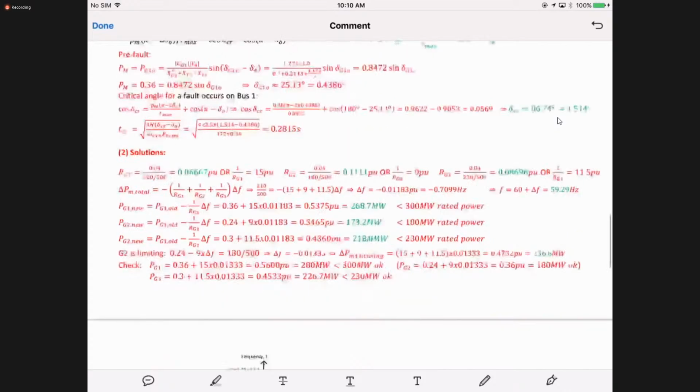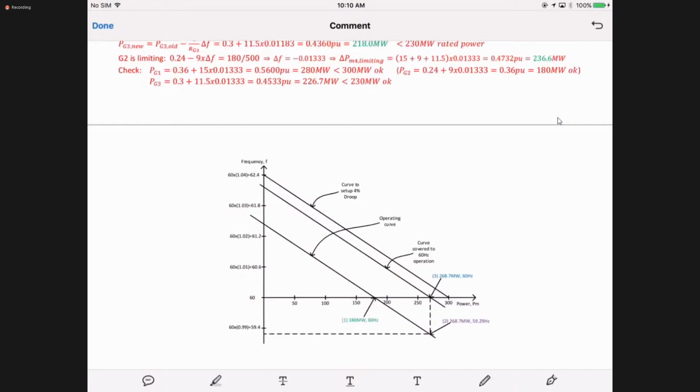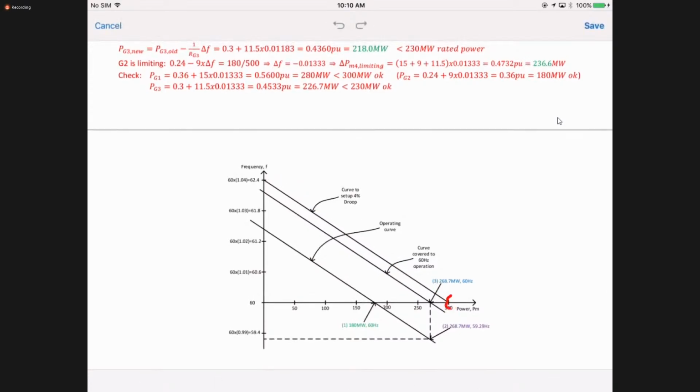Now another question tries to illustrate that you really understand how the generator is controlled, how the governor works. The first curve here is just to illustrate the setting of the droop. 4% means at the maximum power, or at the rated power, for this case 300 megawatt.